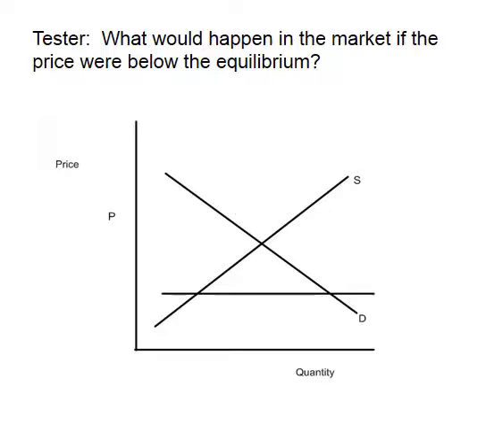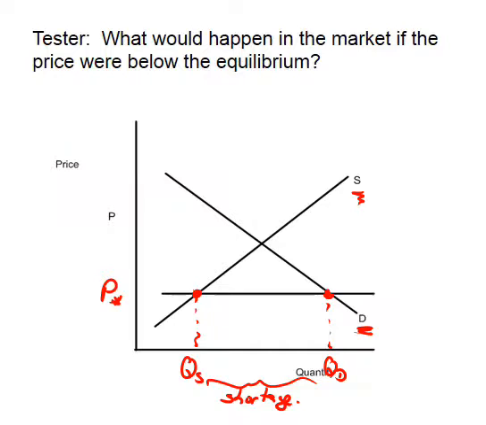And the last tester, what would happen in the market if the price were below the equilibrium? So if the price were here, again, let's look at what this is intersecting. This is intersecting the supply curve, so this must be QS. This here is intersecting the demand curve, so this must be QD. If we have greater quantity demanded than quantity supplied, this must be a shortage. What would happen with a shortage? The price would be driven up until the shortage is eliminated. We would have two movements along the curve.